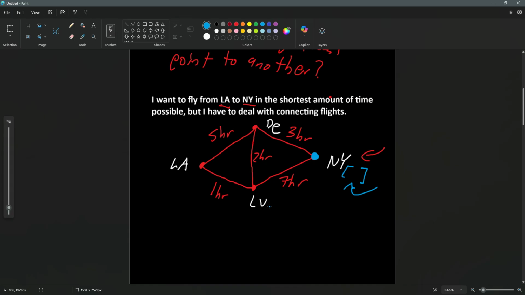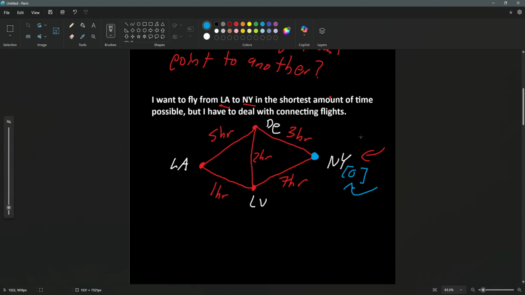So later on, when we add a number to Las Vegas, at that step it is going to be the shortest time to go from Las Vegas to New York. But I mean, New York is New York, so the distance is 0. It takes 0 time to go from New York to New York. If you're in it, you're in it.